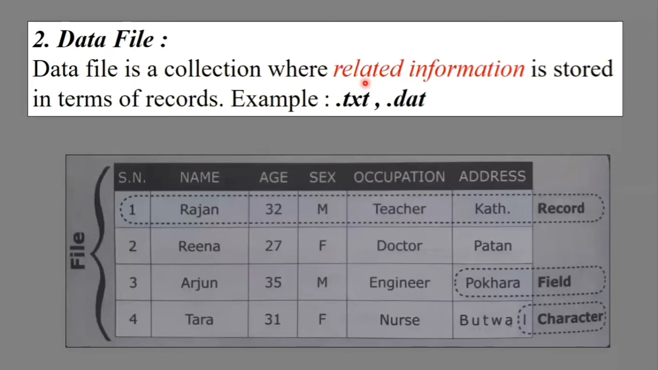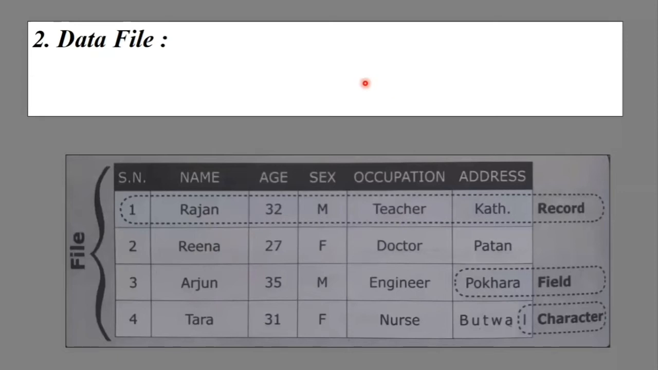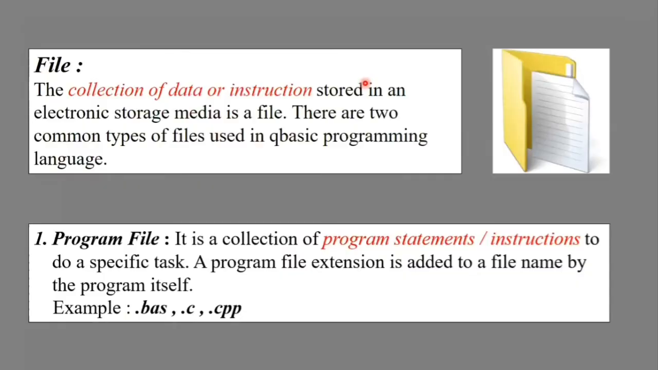These are the data files, and then previous program files, examples say .bas, .c, and .cpp. All right, .c is the extension name of a C program file, and the third one is .cpp. It is of C++ programming.